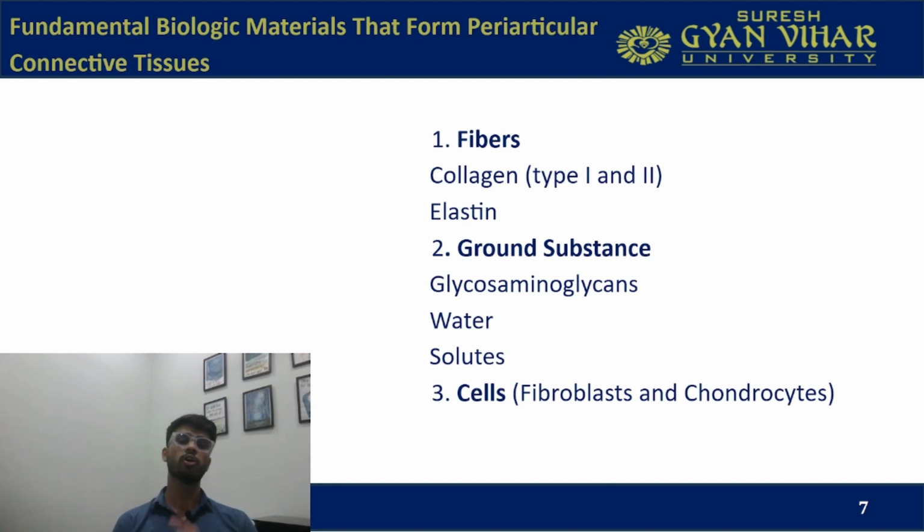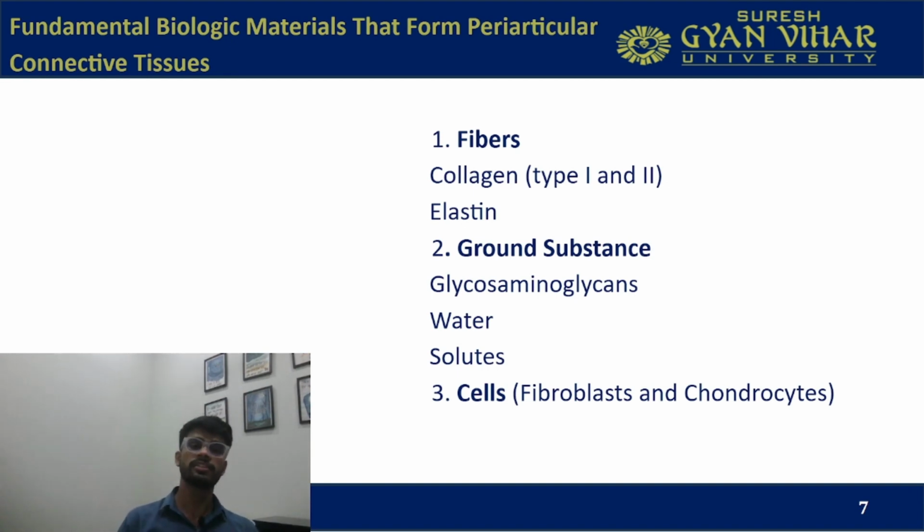We have to remember only three parts of the periarticular connective tissue. They are made up of three parts. In every periarticular connective tissue, these connective tissues which are present in the joint, they will be made up of three things. First is fibers. The function of the fiber is to provide stability and rigidity. And there will be ground substance. In the ground substance, fibers will be present. Also, cells will be present in the ground substance. These cells are fibroblasts and chondrocytes. We will study about them in great detail.